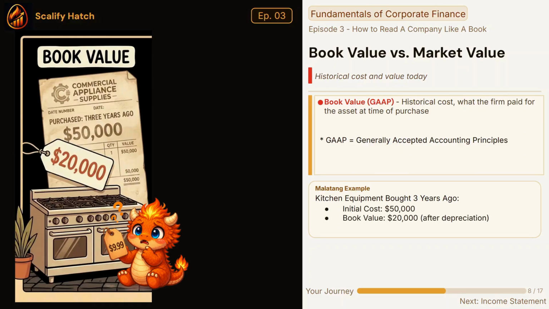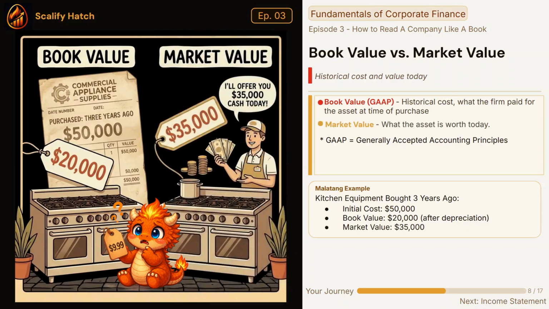3 years later, after depreciation, the equipment shows up on the balance sheet at $20,000. That's the book value. But if a supplier walked in today and said, "I'll buy all your kitchen equipment for $35,000," that's the market value. Same equipment, two very different numbers.